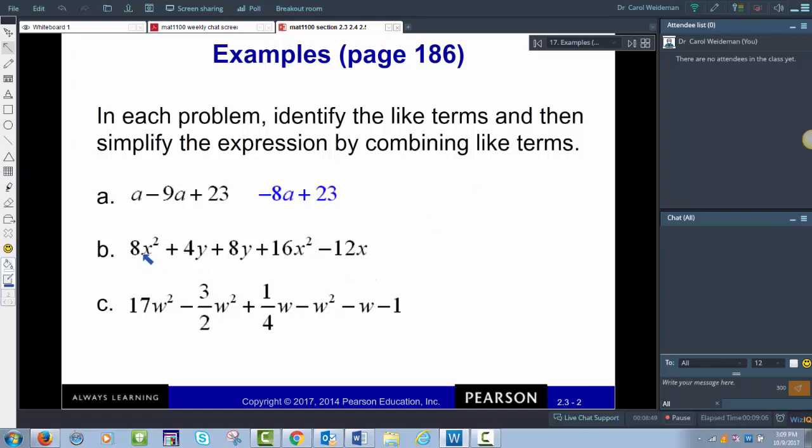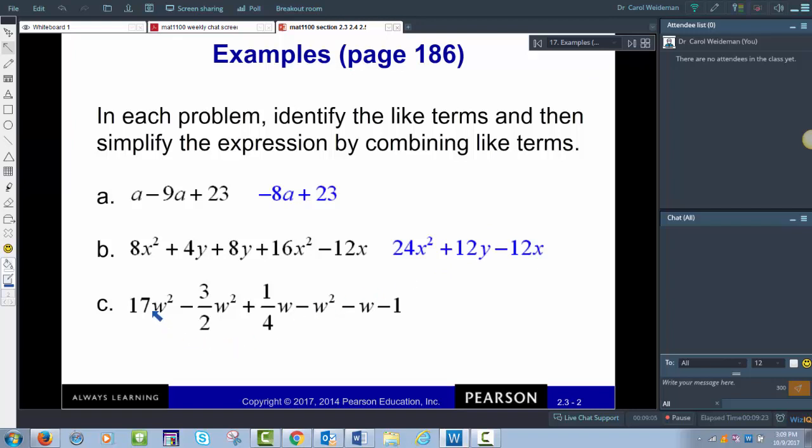All right, in this problem here, we've got an x squared and an x squared. We've got a y and a y, and then we've got a single x term. So we're going to combine the squared terms. 8 plus 16 gives me 24x squared. 4y plus 8y gives me 12y, and then I still have the negative 12x.